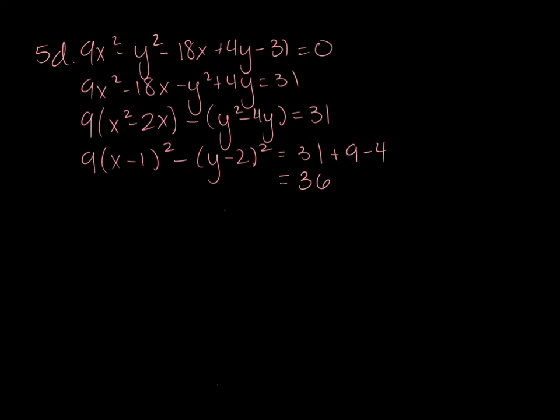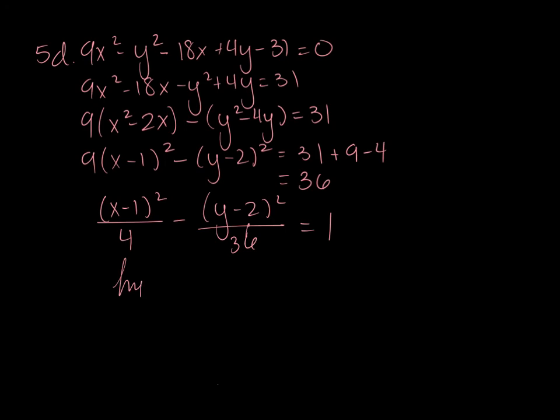And the reason why I do this instead of keeping it on the other side is because this is a 9 and this is a 1. So it cannot be a circle. 1, 9, not 1, 1. All right. So I get (x minus 1) squared over 4 minus (y minus 2) squared over 36 equals 1.